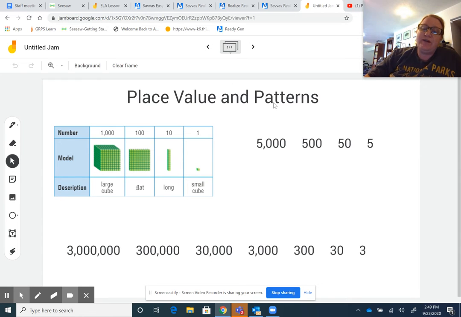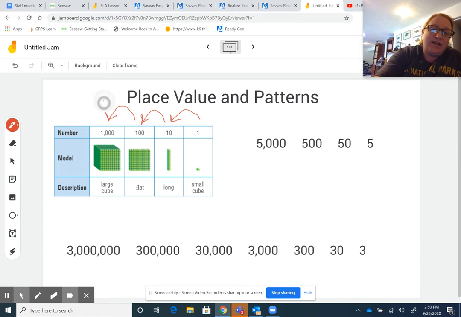All right, so place value and patterns. I'm going to use red for most of this today. Remember way back at the beginning of the chapter, we talked a lot about how the base 10 blocks are related to each other. And as we go from 1 to 10, 10 to 100, and then 100 to 1000, each place is 10 times bigger. So 1000 is 10 times bigger than 100. 100 is 10 times bigger than 10, and 10 is 10 times bigger than 1.